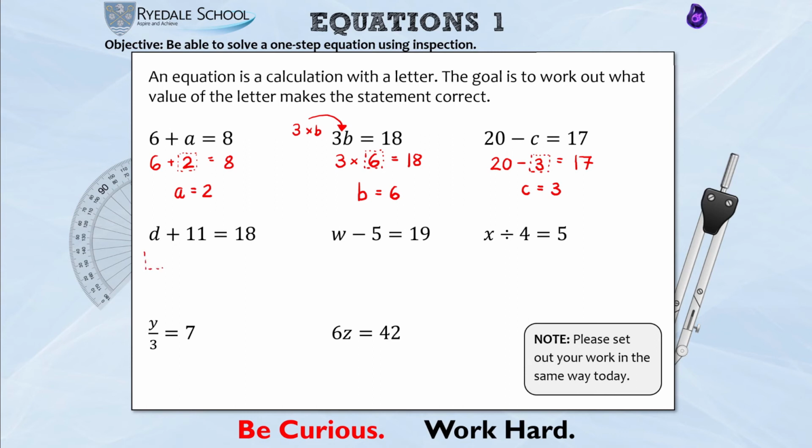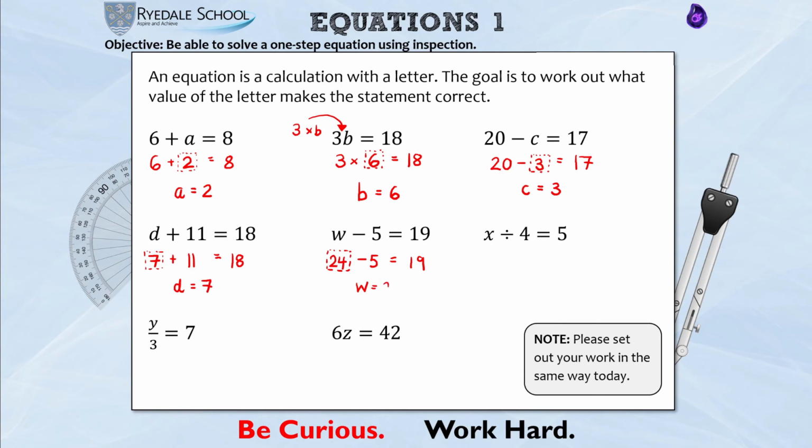I've got D, so something plus 11 equals 18. What do I add to 11 to get 18? That is 7. So D equals 7. I've now got W take away 5 is 19. What do I subtract 5 from to get 19? The answer to that one is 24.